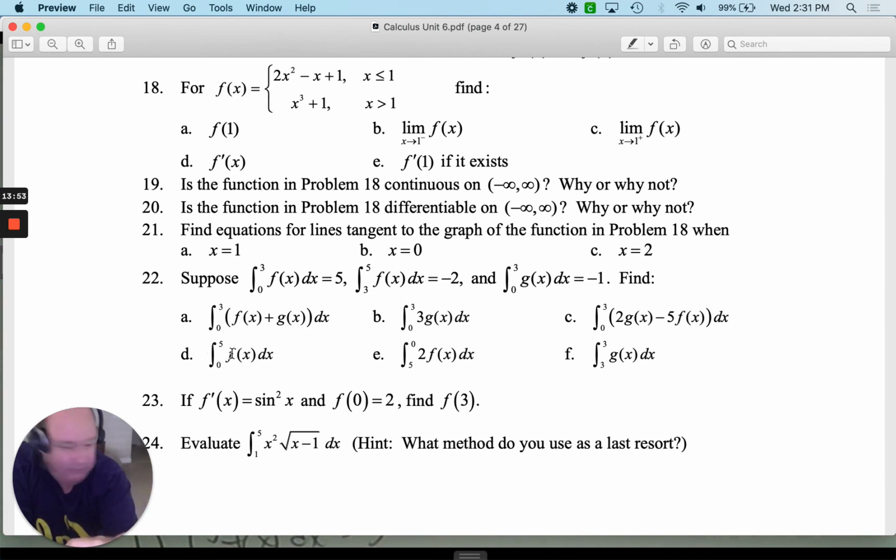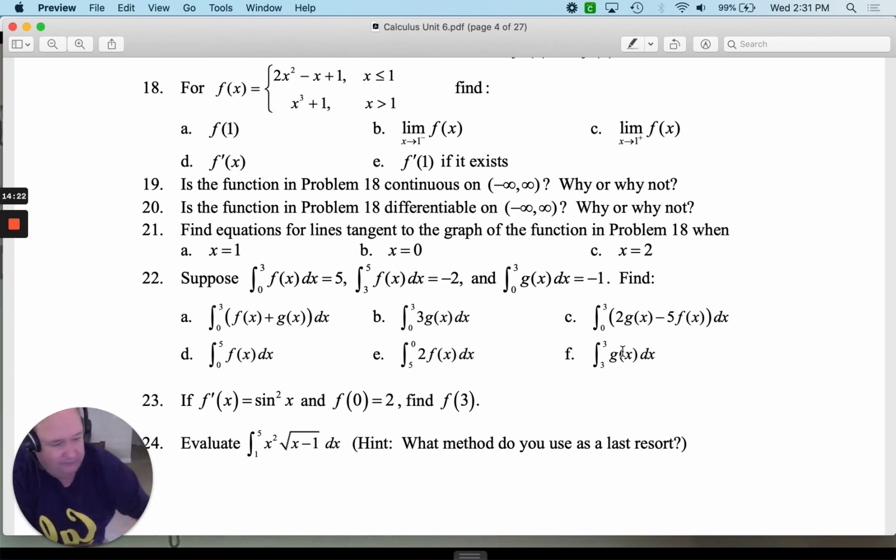This answer in part D was positive 3. If you flippity-flip it, it's the same answer but opposite. So instead of positive 3, it's negative 3 times 2. So that's why it's negative 6. It's the opposite answer if you flip the bounds. So from 0 to 5, the answer was 3. So from 5 to 0, it's negative 3 times 2, which is negative 6.